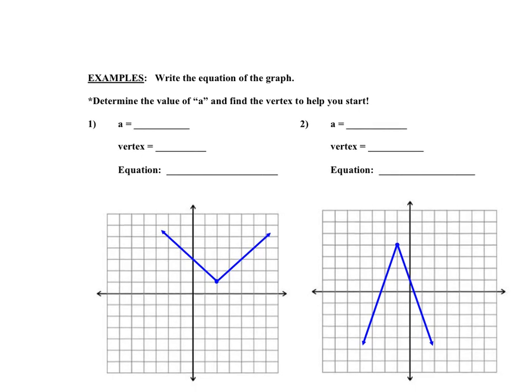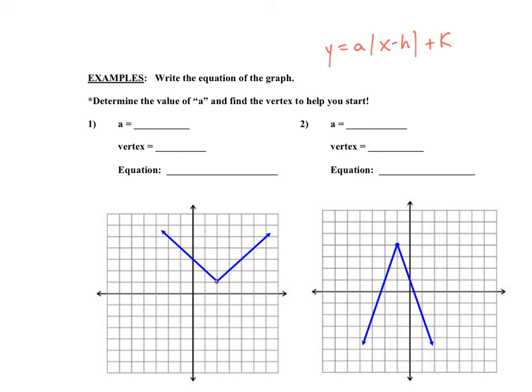So we slide down here. Now they're asking us to write an equation for the graph. So determine the value of A and find the vertex to help you start. So A is going to tell us what our slope is. So we want to find the slope, and we're going to write the equation like this: A times the absolute value of x minus h, plus k. So we need A, we need h, we need k.